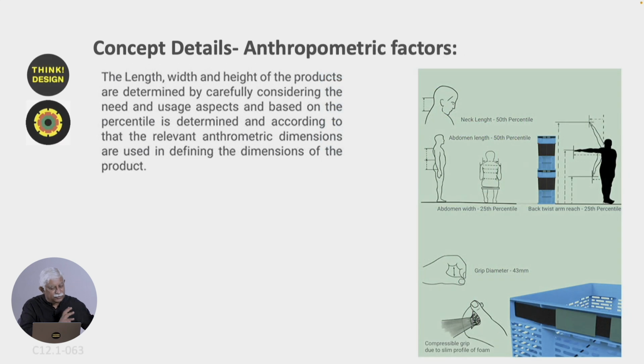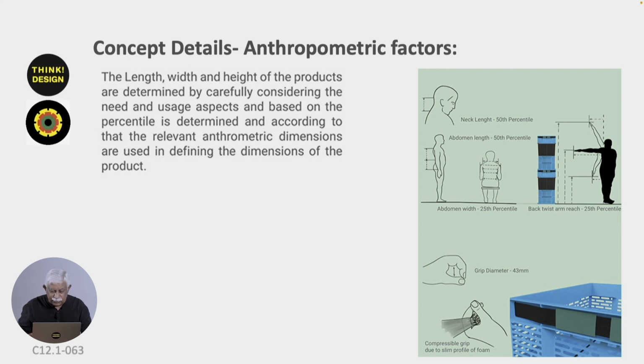And then we make use of human factors and ergonomics, because finally it has to suit the human capabilities and dimensions. It should be suitable, and especially it has to suit Indian human dimensions. So, we do get anthropometric details of this.